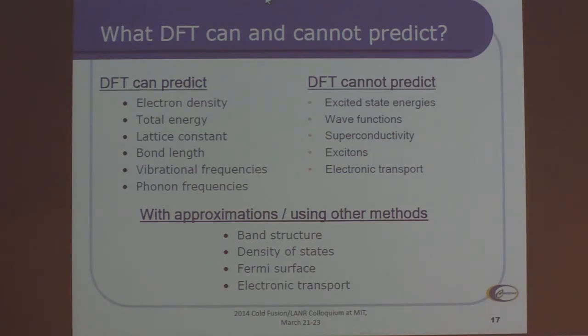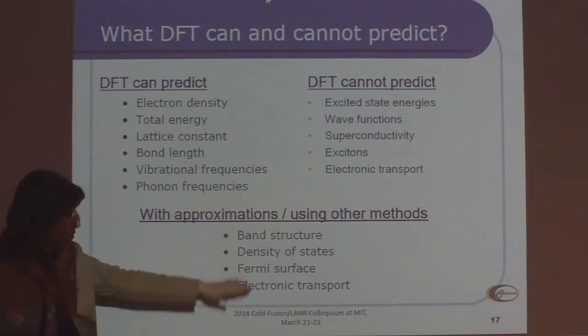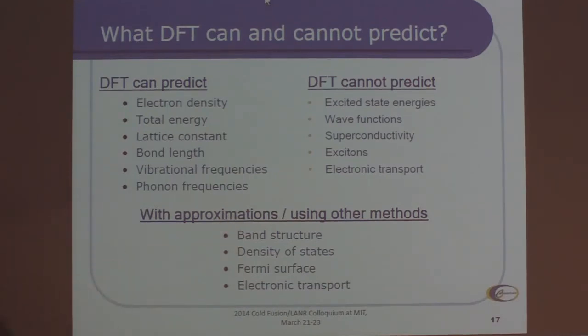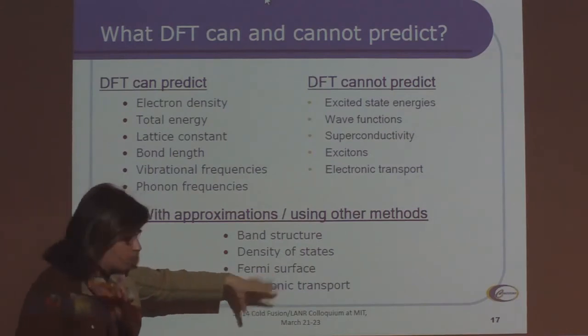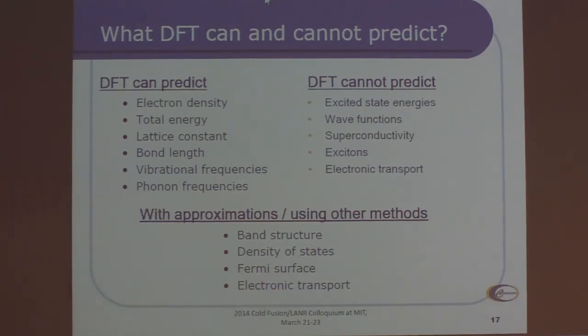But with certain approximations and using other methods, those numerical codes and software packages actually solve for all of this I just mentioned, including the Fermi surface, density of states, and transport. Electronic transport is usually solved with the Green's function.